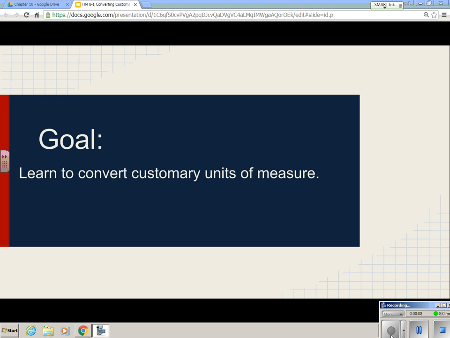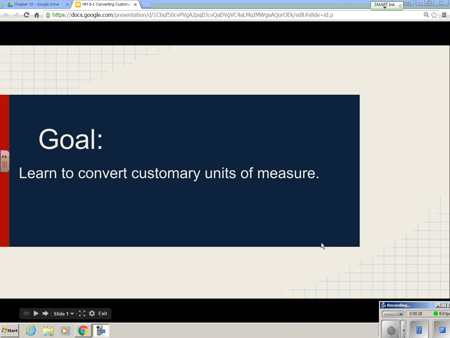We're going to be working with geometry in this unit, and today we're going to start first with doing a little bit of work with converting customary units of measure, feet, inches, ounces, stuff like that we normally use every day. And then next lesson we'll be doing metric. And let's get started.